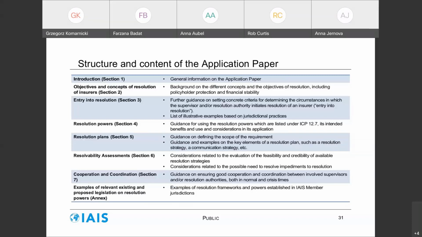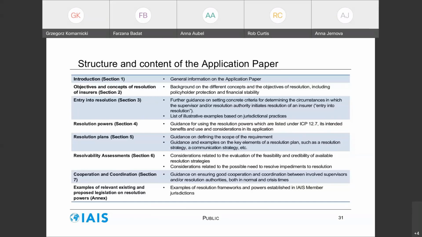Resolution plans are further discussed in section 5. There's some discussion around the scope of the requirement, and we've put forward again a number of examples on key elements of a resolution plan, particularly things like the resolution strategy and communication strategy. We tried to be relatively broad and encompassing in trying to establish the range of possible options that the working group was aware of.